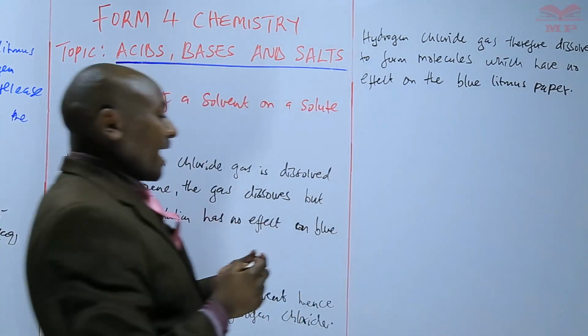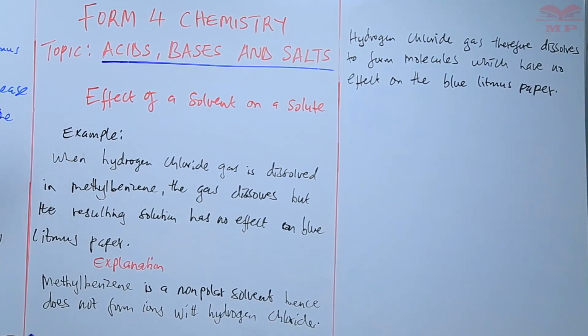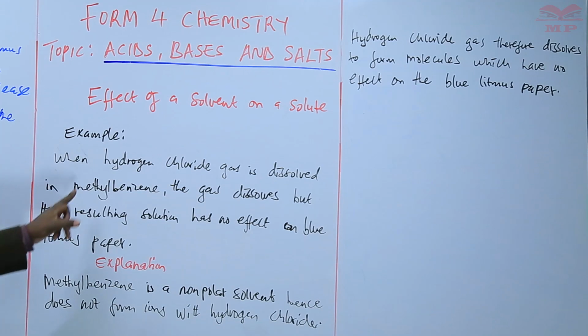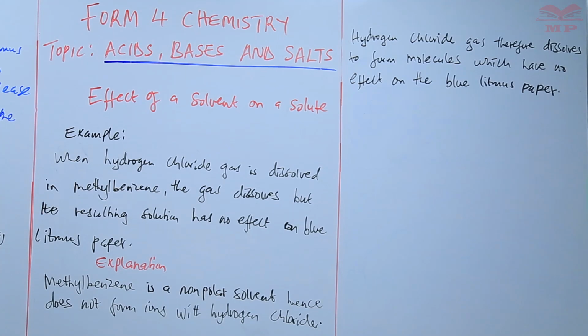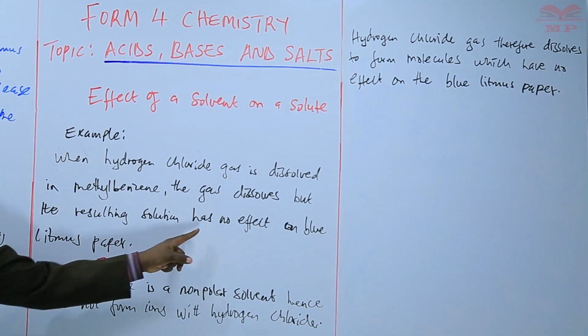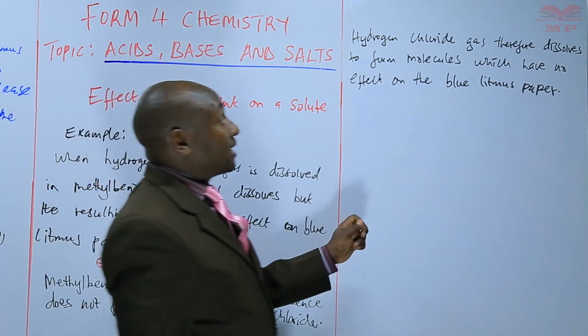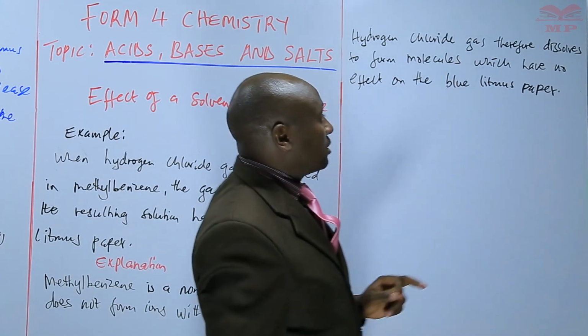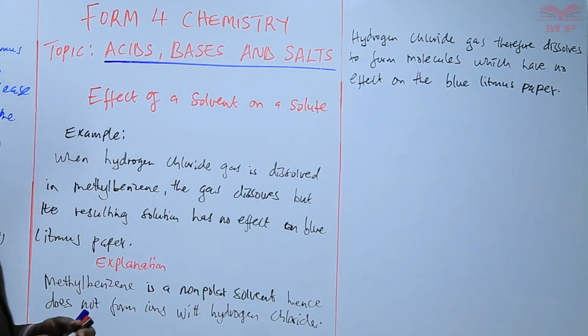So there must be hydrogen ions being released so that the blue litmus paper can turn red. But in the case of hydrogen chloride dissolved in methyl benzene, yes, the gas will dissolve, but the resulting solution has no effect on the blue litmus paper. The reason is that methyl benzene is a non-polar solvent, hence does not form ions with hydrogen chloride. Instead, the hydrogen chloride dissolves as molecules, which have no effect on the litmus paper.